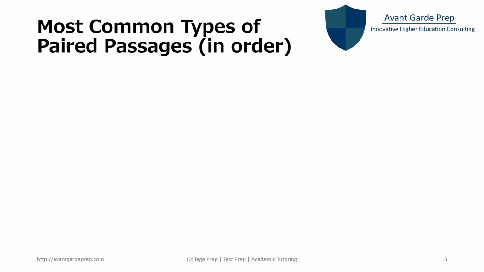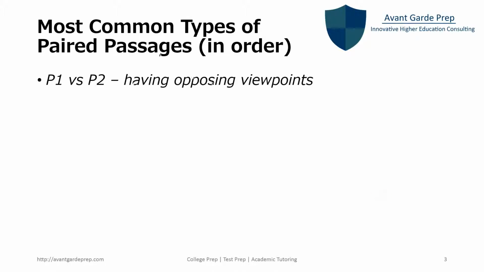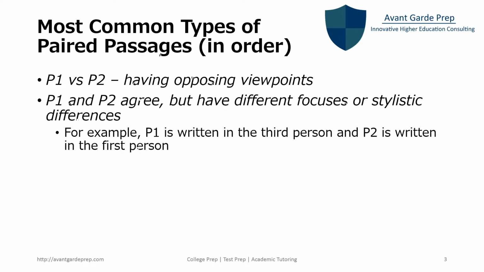So first I want to talk about the most common types of paired passages. These are in order from most common to least common. So first is a passage 1 versus passage 2, meaning that they have opposing viewpoints. They disagree with each other on a certain topic. Then we have passage 1 and passage 2 agree, but they have different focuses or stylistic differences. So for example, passage 1 is written in the third person and passage 2 is written in the first person, but they agree on the same topic.